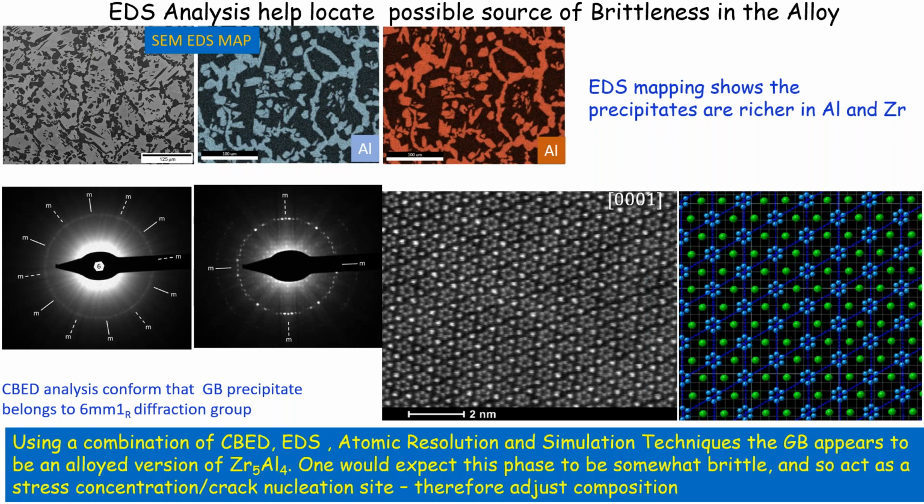And the last topic I'll probably go through: using a combination of CBED, which is a diffraction technique, EDS, and atomic resolution, we could figure out the middle phase. Without EDS, we could not have actually done this process of identifying it. So something very small that you start with can end up with a huge implication for the industries. The next one.